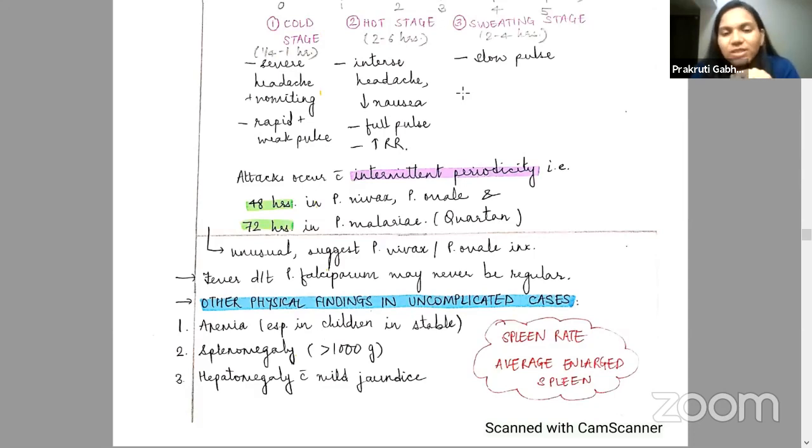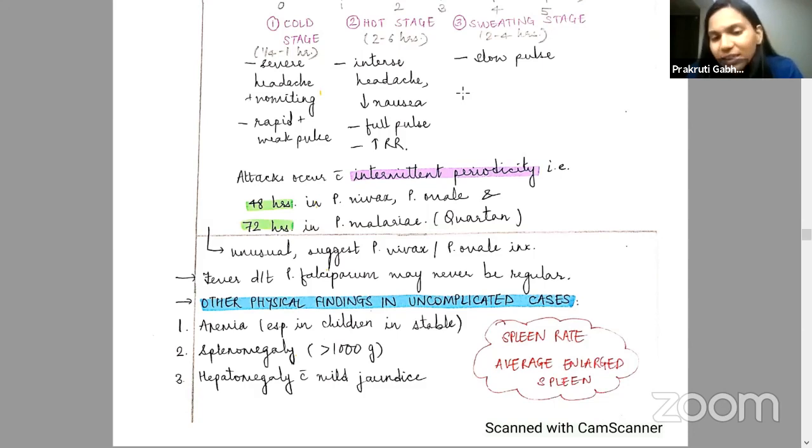The other physical findings that you see in uncomplicated cases are anemia, especially in children who are staying in the stable transmission areas. That is because they are developing infection again and again. They might not show overt symptoms, but because of increased hemolysis and RBC distortion, they develop anemia, splenomegaly, and hepatomegaly with mild jaundice. Now, the important part over here is splenomegaly, because we are using this as a measure of malaria endemicity. We use what is known as a spleen rate.